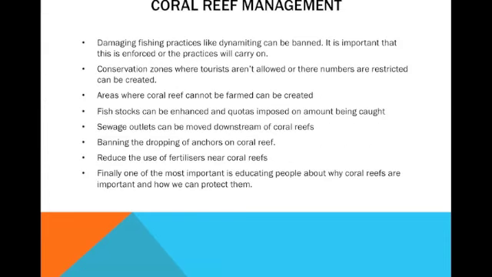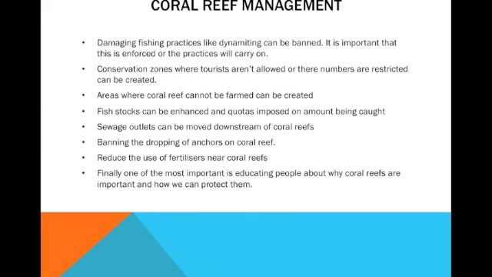So how can you manage coral reefs? Well, damaging fishing practices like dynamiting can be banned. It is important that this is enforced or the practices will carry on. There can be conservation zones where tourists aren't allowed, or where there is a restriction of numbers, like there's only a certain number of people who are allowed to go at a time.